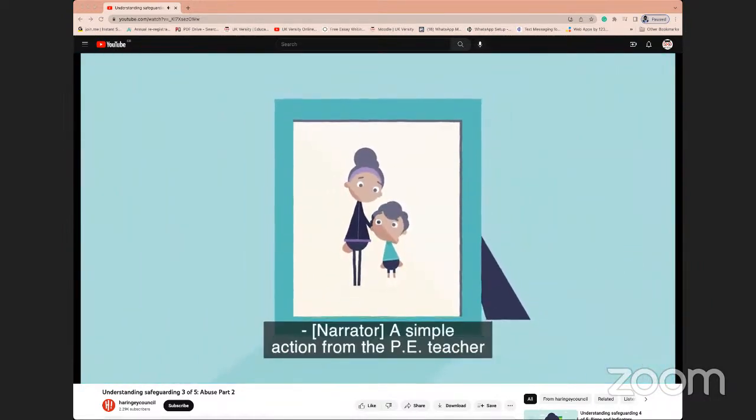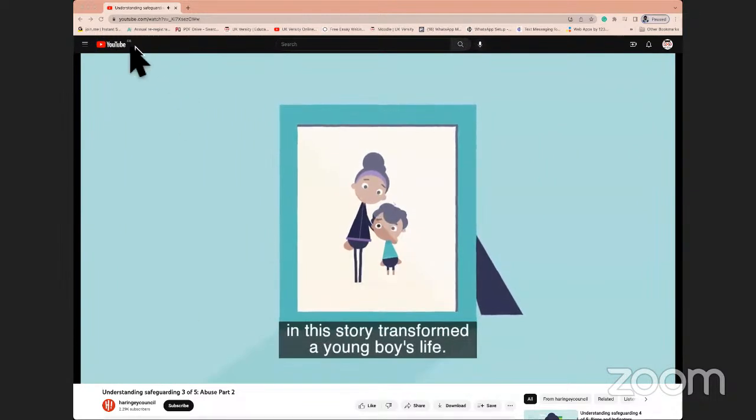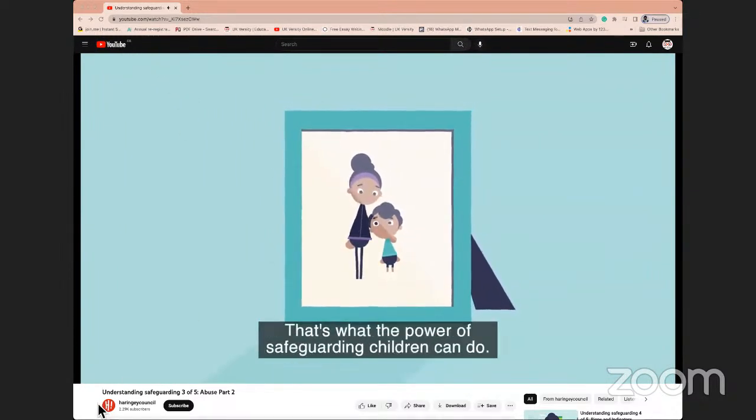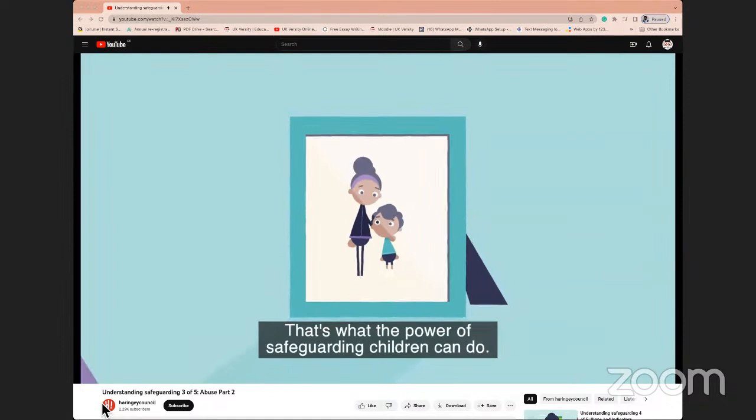A simple action from the PE teacher in this story transformed this young boy's life. That's what the power of safeguarding children can do.